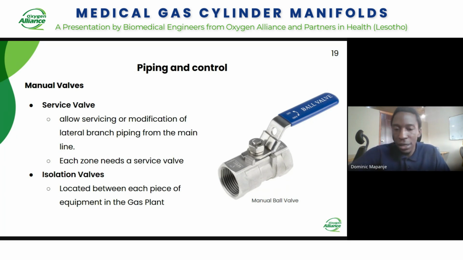And then you have the isolation valves. These isolation valves are located at your gas plants, isolating each equipment at your gas plant. It can be isolating the manifold from the booster pump, or isolating your booster pump from the rest of the gas plant, or isolating an oxygen tank from the rest of the plant, or a medical air tank from the rest of the plant. So these are isolation valves, isolating each equipment from the other at your gas plant.